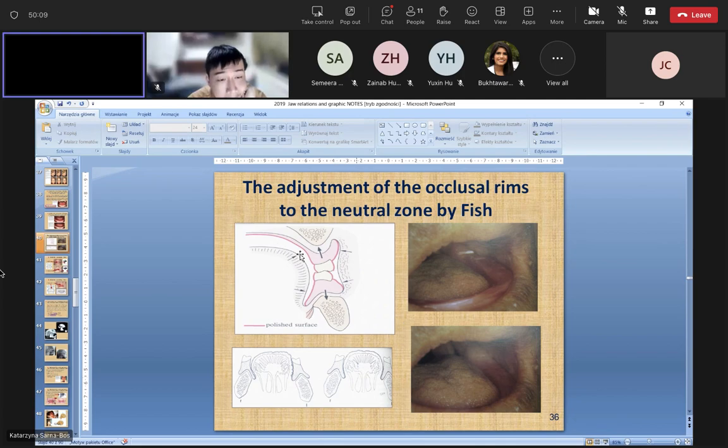Again, neutral zone, what does it mean? That the forces which go from the tongue outward are balanced with the forces produced by the cheek going inward. This is the neutral zone.